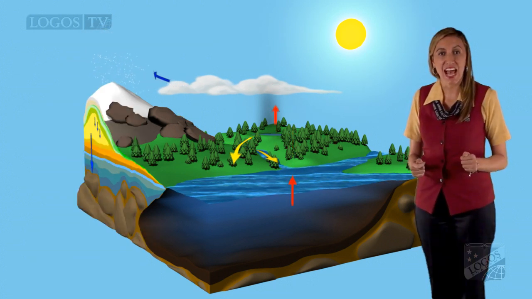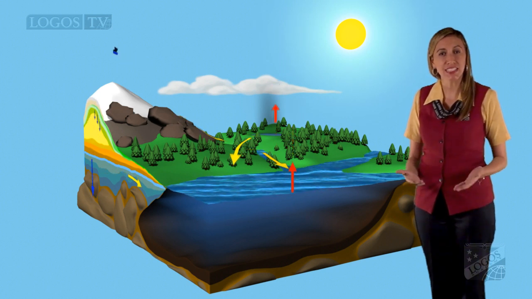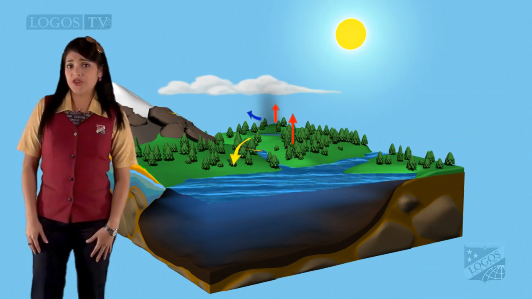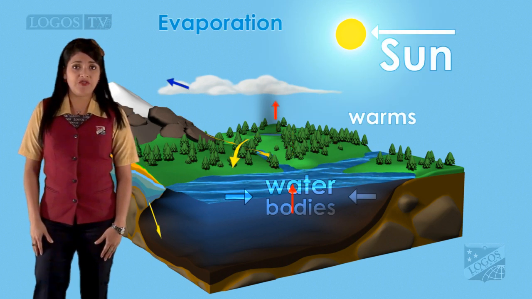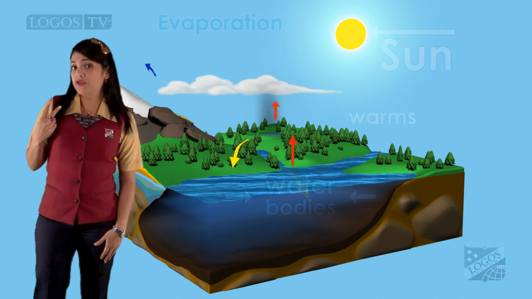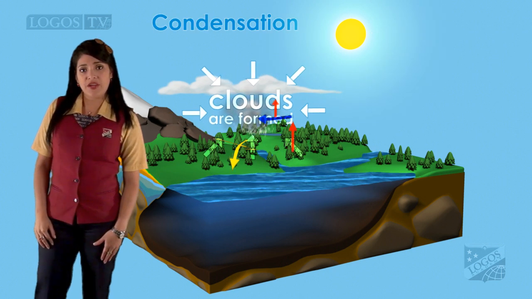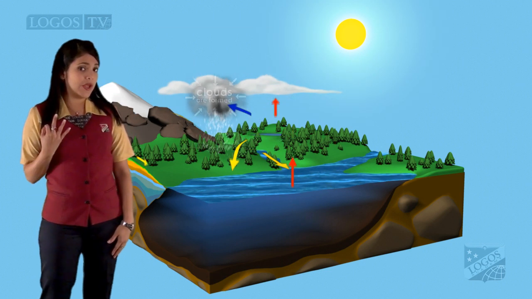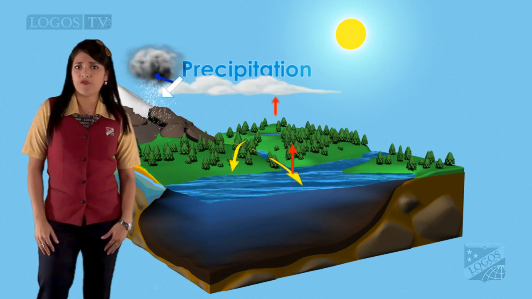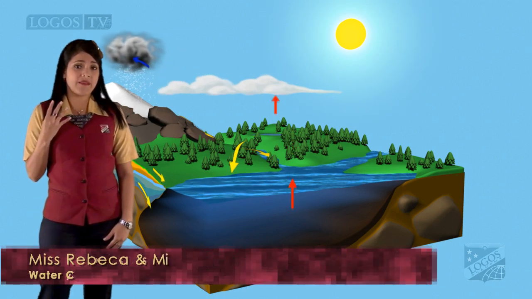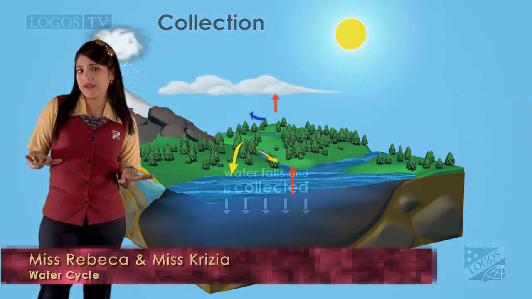That's right. Now, look at the picture of the water cycle again. Can you identify the stages? Sure. Number 1, the sun warms water bodies, so evaporation happens. Number 2 is condensation. Clouds are formed because water from evaporation gets cold. Number 3 is precipitation. There is so much water in the air that it starts falling. And number 4 is collection. Water falls and is collected in oceans, rivers, and on land.